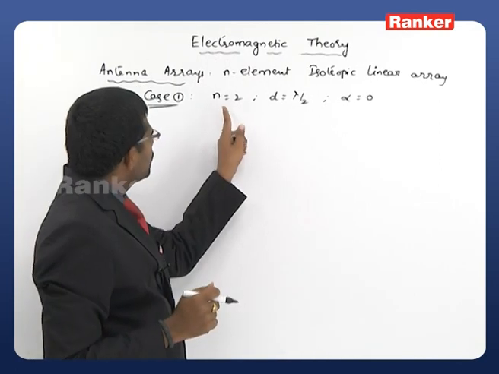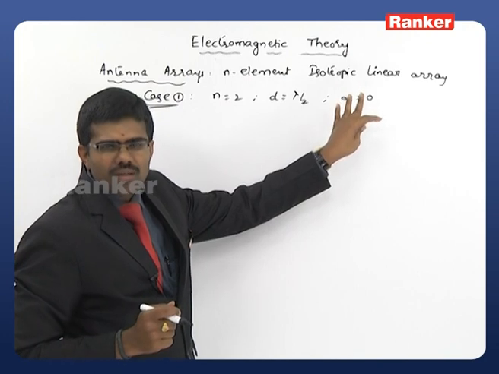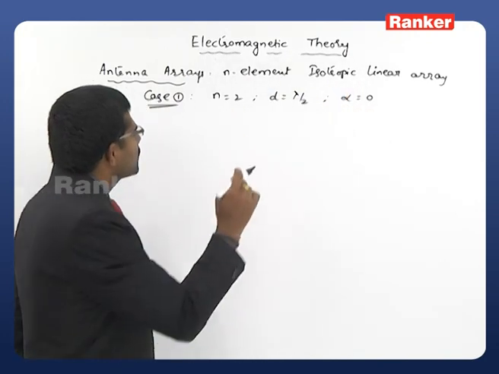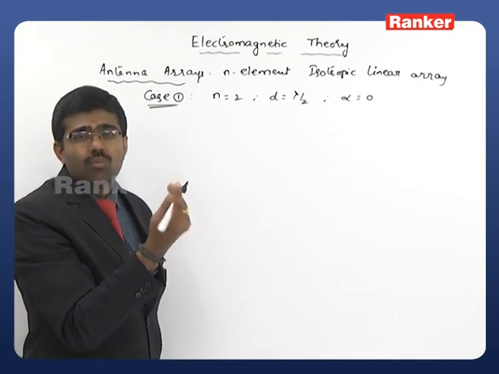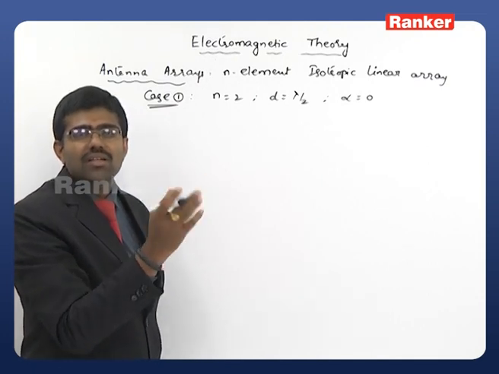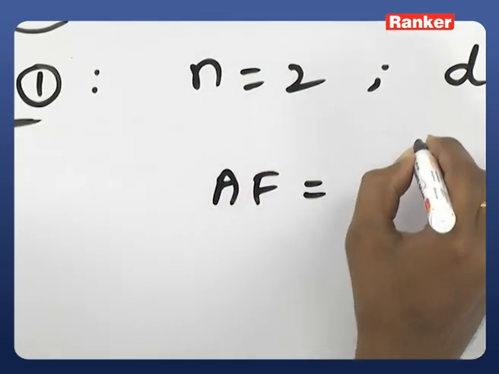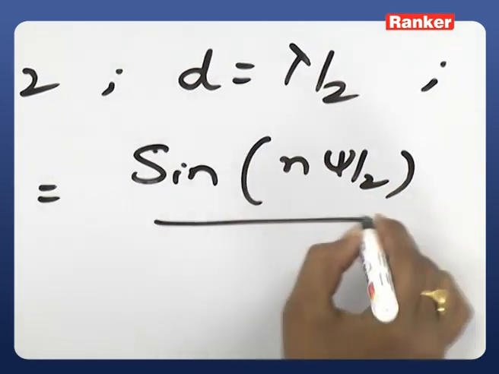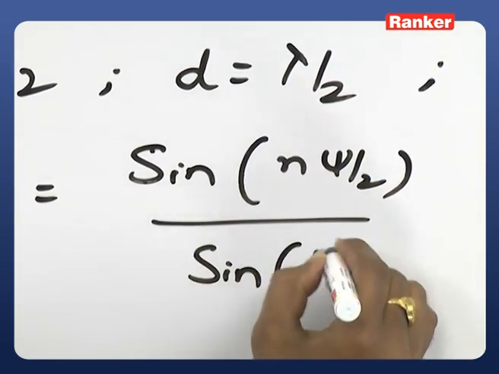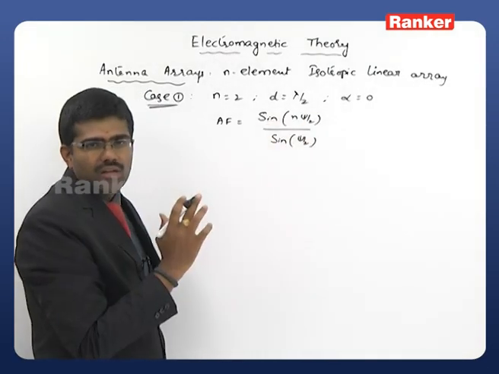Now observe, the number of elements is 2, the distance between the elements is lambda by 2, and alpha equals 0. Now modify all the equations that we have. I will consider only the array factor. The array factor is enough for us because E naught is obviously constant. Consider the array factor: array factor equals sin n psi by 2 divided by sin psi by 2. Now I have to analyze this array factor for the radiation pattern.